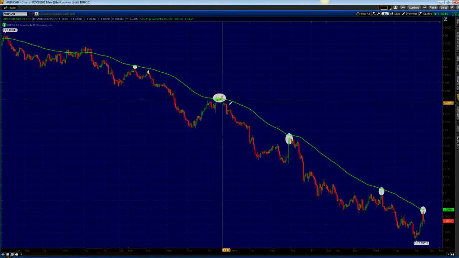I would probably have tried to short here. I might have gotten stopped out as we wicked above it a couple times, but then when I saw that we moved back below it, maybe I'd look to reinitiate shorts. Certainly I would have shorted here for actually a pretty successful trade.